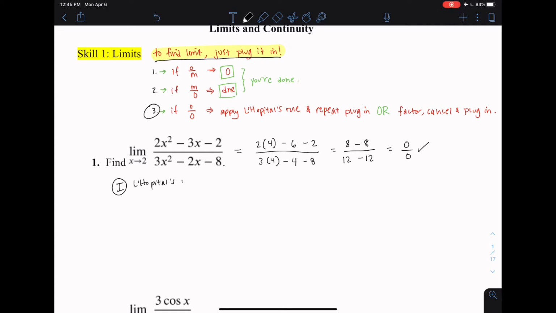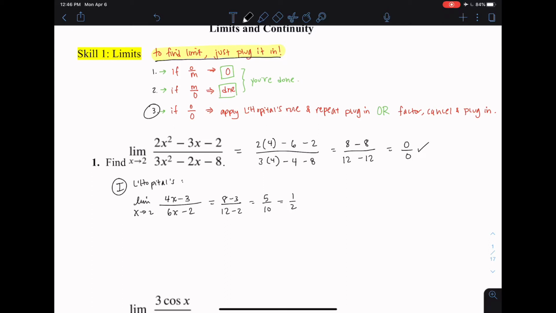So as a reminder, here's how L'Hopital's works. You simply take the derivative of the top, so let's write our limit. The derivative of the top would be 4x minus 3. And we take the derivative of the bottom, which would be 6x minus 2. We copy down the limit, so we can now plug it in. So in this case, plugging in 2, I get 8 minus 3 over 12 minus 2. My final answer is 5 over 10, or 1/2. And so that's one thing I can do. I can use L'Hopital's rule, take the derivative of the top, the derivative of the bottom, and then plug in my limit.